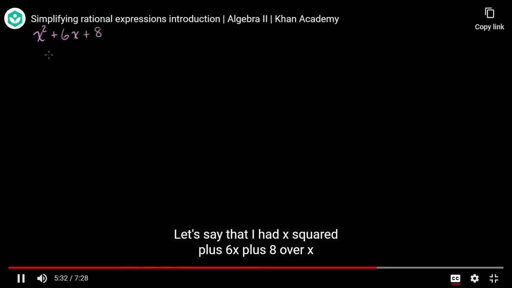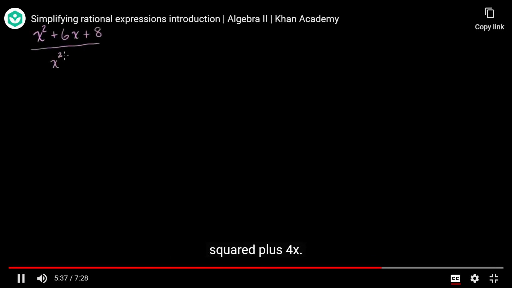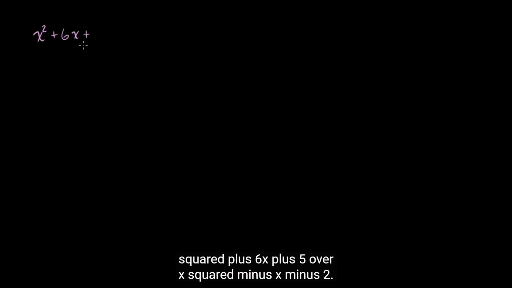Let's do a couple more of these, and I'll do these in pink. Let's say that I had x squared plus 6x plus 8 over x squared plus 4x. Actually, even better, let me do x squared plus 6x plus 5 over x squared minus x minus 2. So once again, we want to factor the numerator and the denominator, just like we did with traditional numbers when we first learned about fractions and lowest terms.